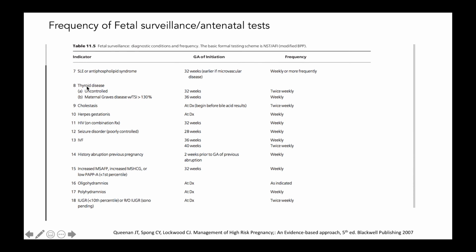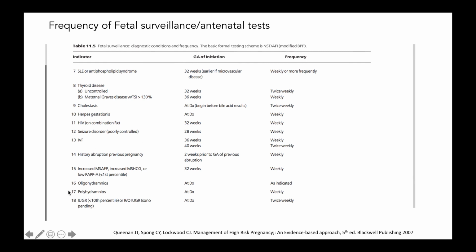For patients with thyroid disease that's uncontrolled, we initiate a fetal surveillance test at 32 weeks, and we can do this twice weekly. For maternal Graves' disease, the initiation of fetal surveillance test would be at 36 weeks, and we do this weekly. For patients with HIV, on combination treatment, the initiation of fetal surveillance will be at 32 weeks, and we do this weekly.